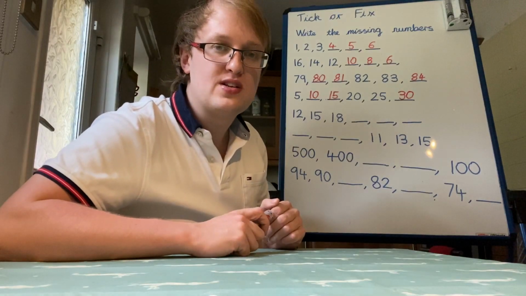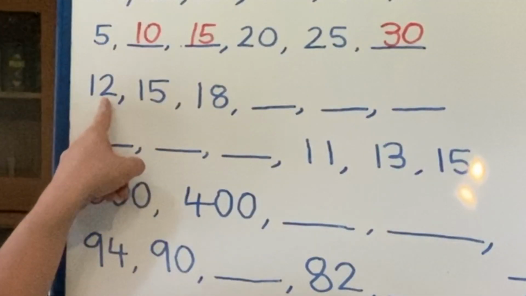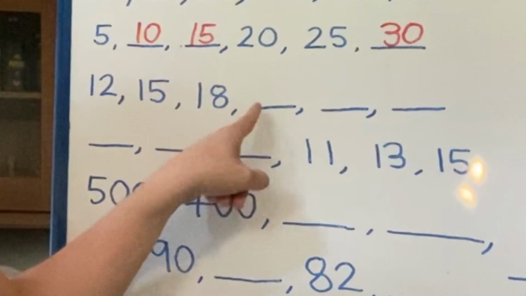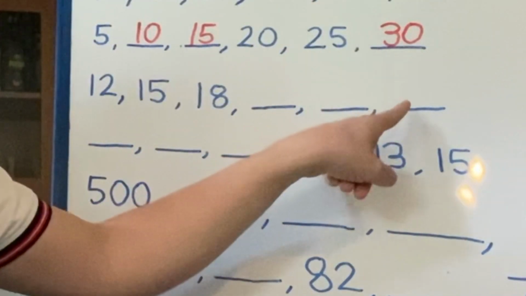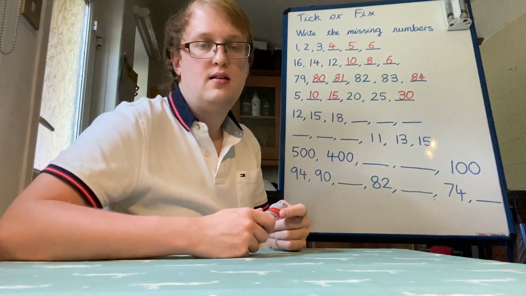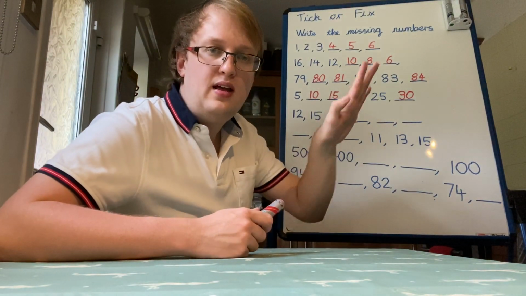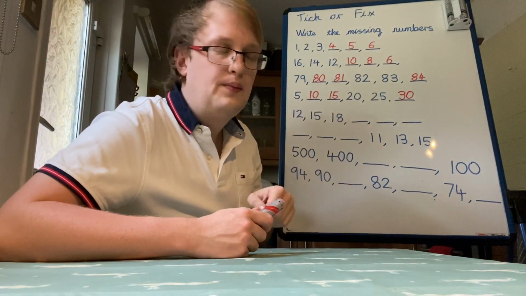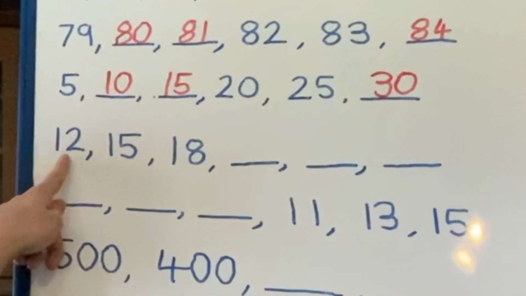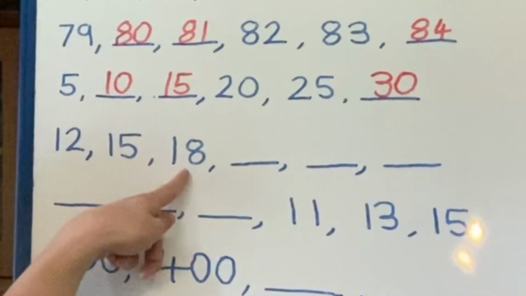Let's look at our next question then. 12, 15, 18, missing number, missing number, missing number. Step 3 is to see if we're going in ascending order or descending order. So it starts with 12, then we had 15, then we had 18.